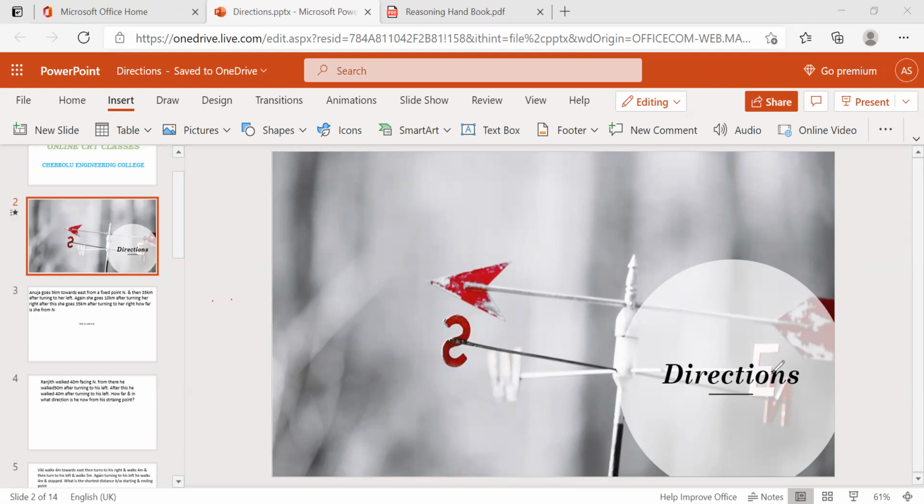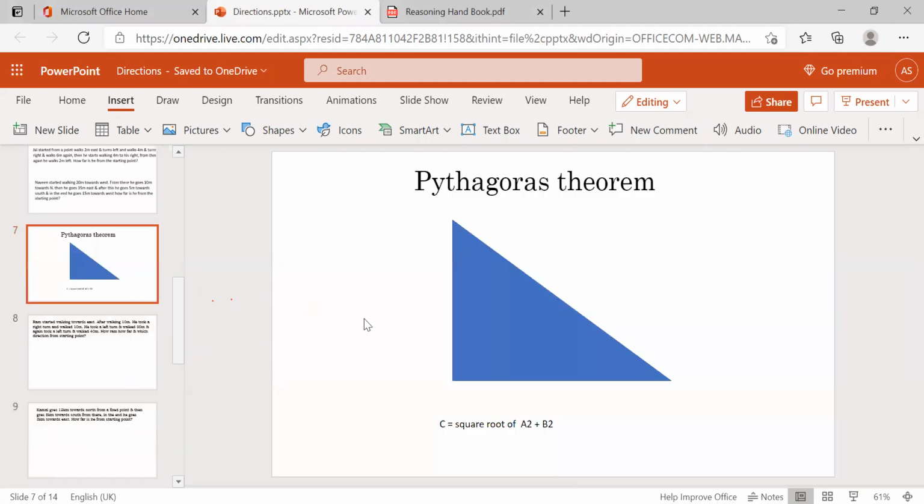In the second part, yesterday we discussed how far it is from the starting point, or which direction from the starting point. Now we are going to discuss today, in the third part, Pythagoras theorem. I said yesterday that one of the models is Pythagoras theorem.